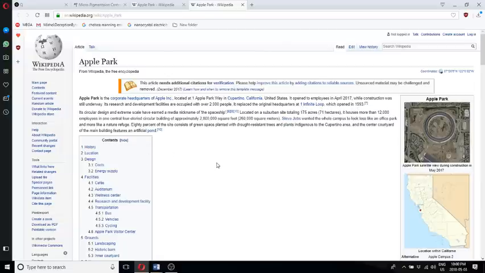Its circular design and extreme scale have earned a media nickname of the spaceship. Located on a suburban site totaling 175 acres, 71 hectares, it houses more than 12,000 employees in one central four-storied circular building of approximately 2,800 square feet. Steve Jobs wanted the whole campus to look less like an office park and more like a nature refuge. 80% of the site consists of green space planted with drought-resistant trees and plants indigenous to the Cupertino area. And the center courtyard of the main building features an artificial pond.